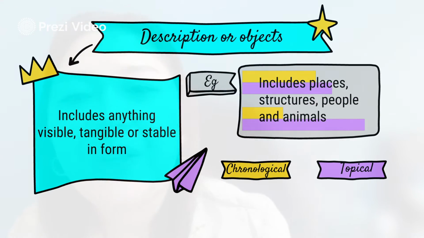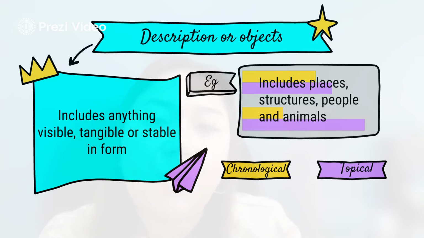All right. Okay, so number one is description of objects. Okay, it includes anything visible, tangible, and stable in form, where it includes places, structures, people, and animals. Okay, you can use chronological ideas, step by step, number one, number two, number three, or topical.